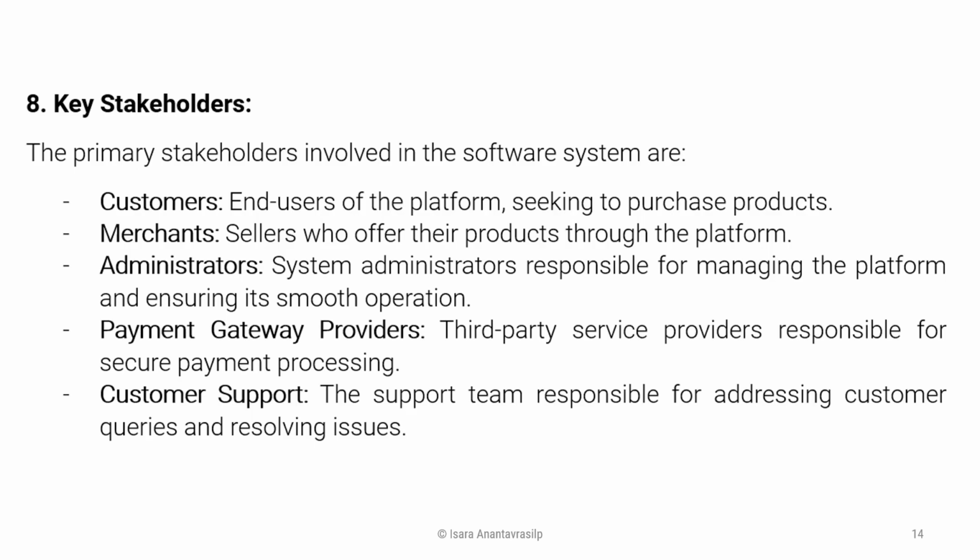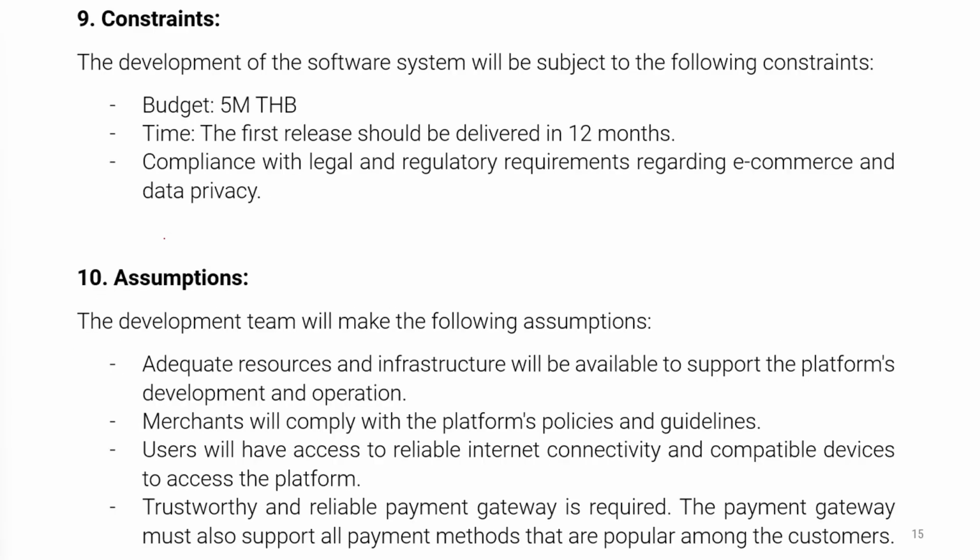And the next section is the stakeholders. You can just list what kind of stakeholders we have: customers, merchants, admin, payment gateway providers, customer support, and so on. You guys know what the key stakeholders are. We have discussed earlier, so we're going to skip this part. But you just have to list them down as well. From this section onward, it is pretty much optional. What it means is, you don't need to write them down if you don't have to.